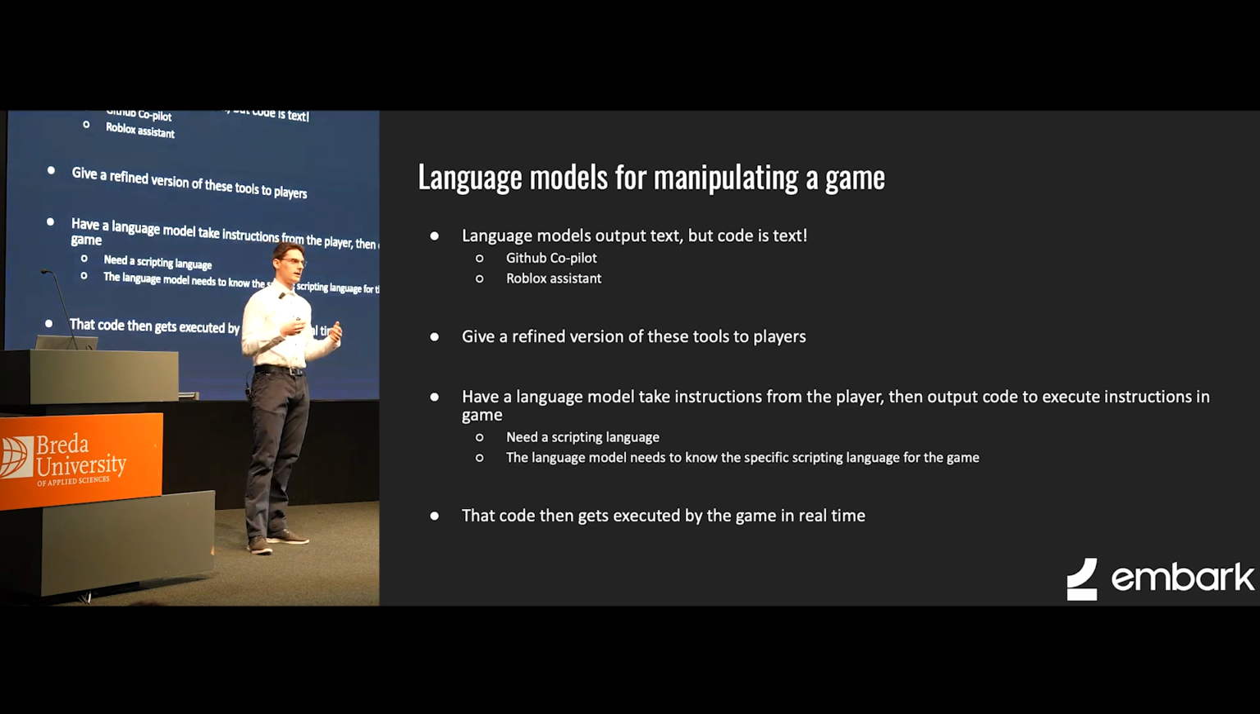The idea is that we will have a language model take instructions from a player and then output the code to generate the instructions. To make this work, we will need a scripting language, which is usually done in Lua, Python, or JavaScript. Then the language model will need to know the specific scripting language that is in our game. Let's say you ask the language model, okay, create a tree. Then it needs to know what functions to call to create a tree. I need to call the create function, and I need to pass the parameter tree. Then the code that the language model creates gets executed in-game in real time. So if you put all of this together, you will have something like this.